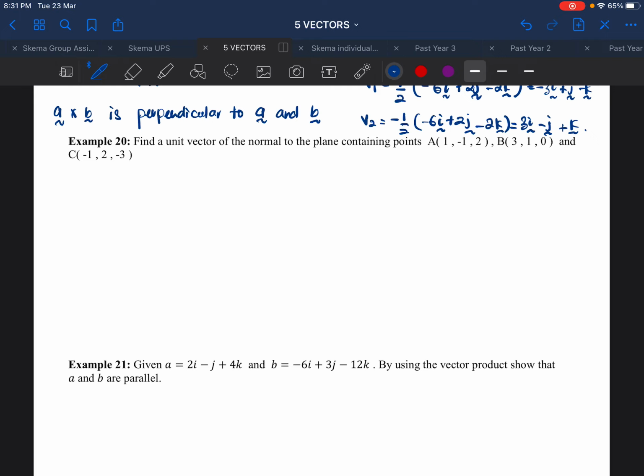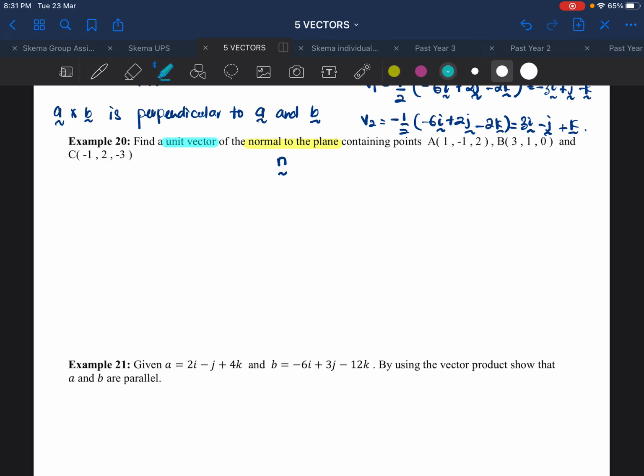Find a unit vector of the normal to the plane containing point A, B and C. Kalau kamu perasan soalan ni, dia kata unit vector normal to the plane. Apa maksud dia? Maksud dia nak cari normal lah. Obviously dia nak cari normal. Itu N. Tapi sekarang dia kata unit vector. Yang ni dia nak cari unit vector.